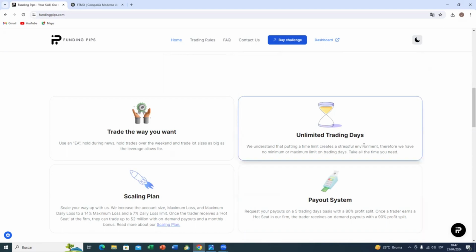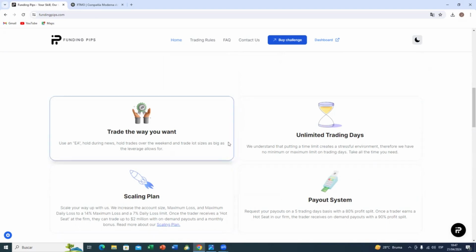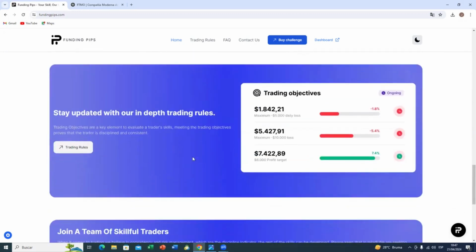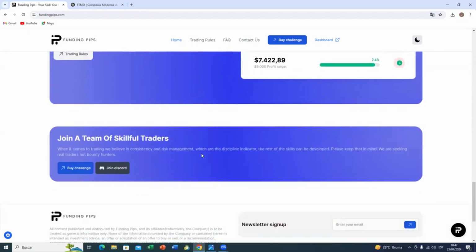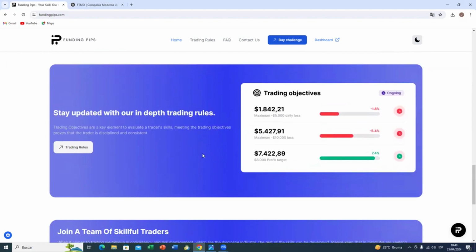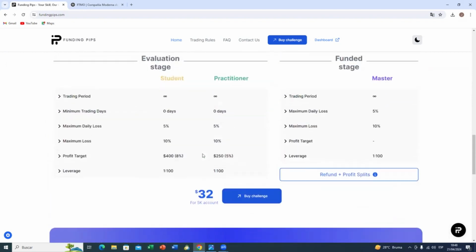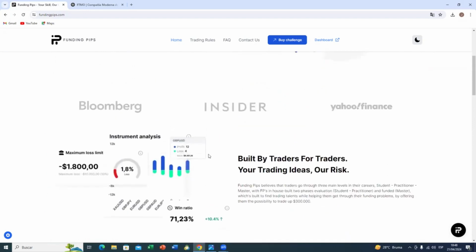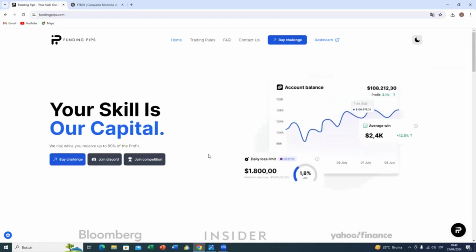Something important about a company is that it has, as I would tell you, a fairly large community. If you go to their Discord, you will realize that it is a fairly large community. When a company has an active community, a community of buyers, it is very difficult for them to break. And that is what FundingPips is looking for, not to break. So as long as there are customers, there will be profit to pay the traders who pass their tests.